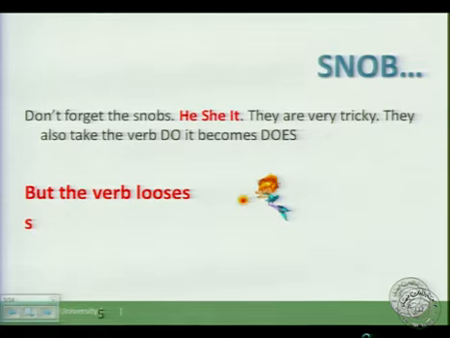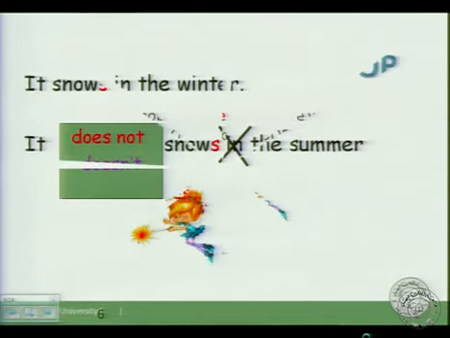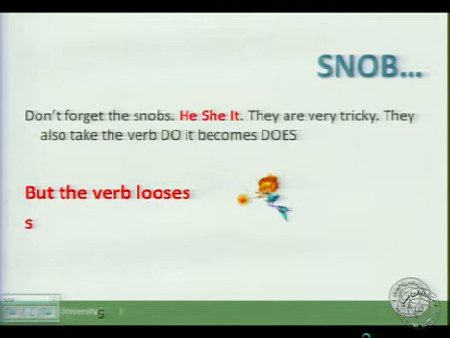Don't forget the snobs. He, she, it. Yes, don't forget the snobs. These little things, he, she, it, they are very tricky. Why? Because there is a special rule for them. We should remember that with he, she, it, there is an S in the verb.